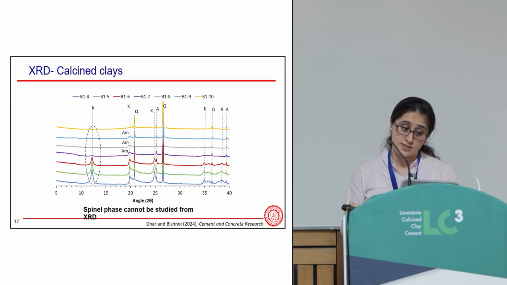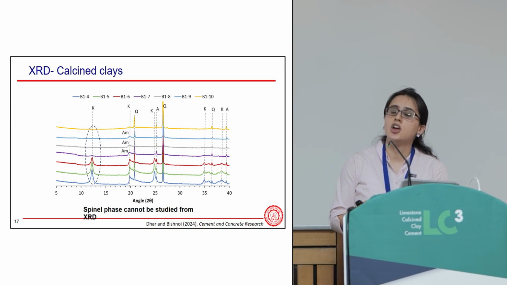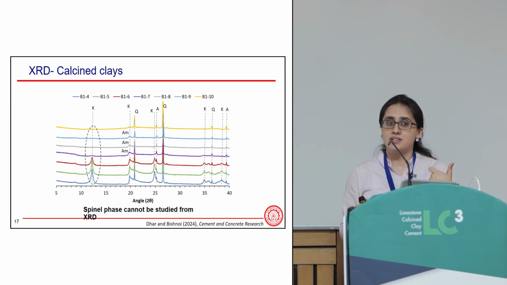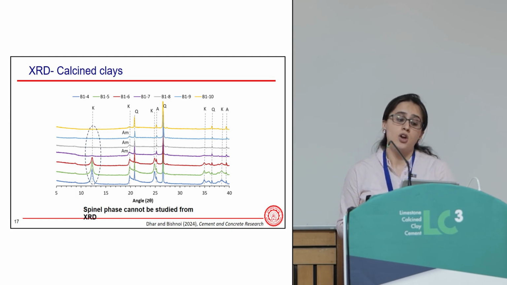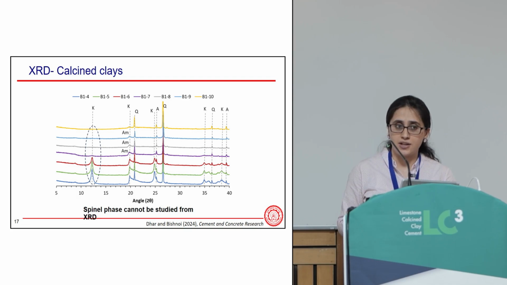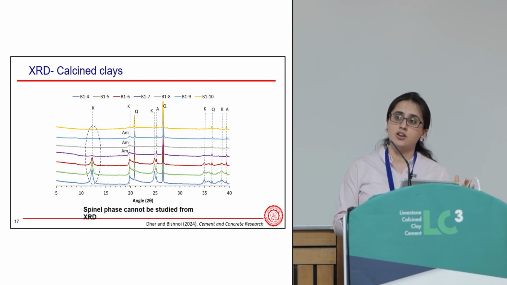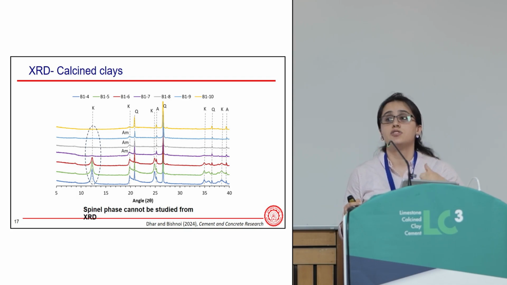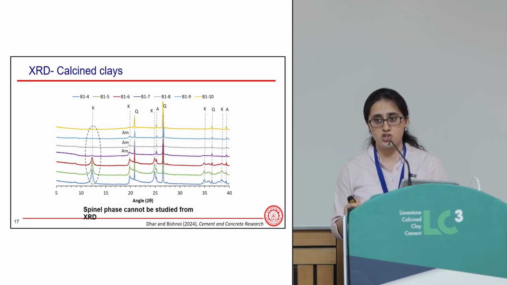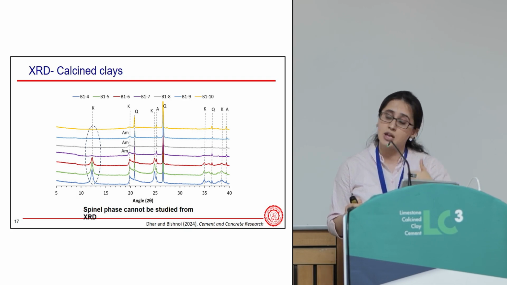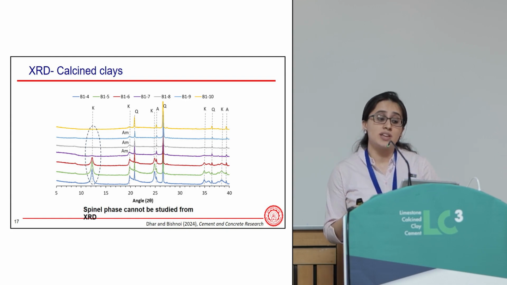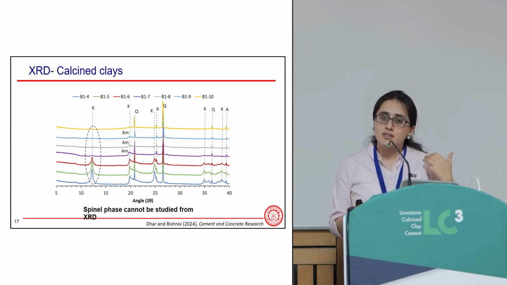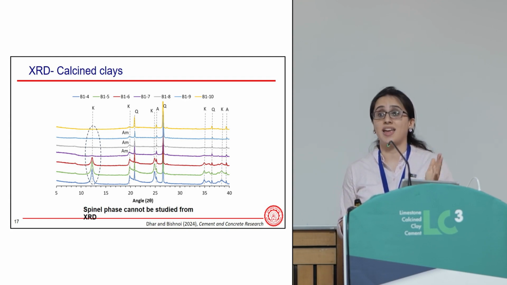But what is interesting is that for the clay B110, which was calcined at 1000 degrees, in which the spinel phase was already formed, we could not identify it from the XRD. And we found the same thing for all the clays that were calcined, in which we can clearly see that the spinel transformation has occurred, but XRD is not able to identify that transformation. So we can say that from XRD, we cannot identify the onset point of overcalcination.